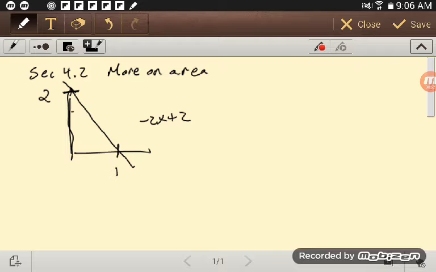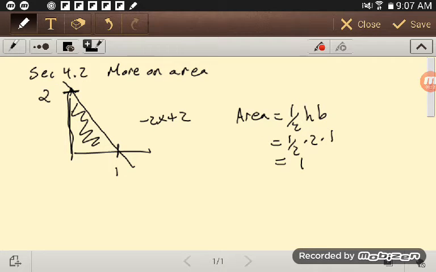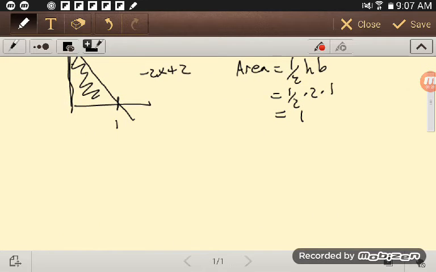And suppose I want to talk about the area of that. Well, it's a triangle. I know that formula, right? That formula for area is 1/2 the height times the base. And so that's 1/2 times 2 times 1, and that's 1, an area of 1. Okay, so that's our area. But let's do it with our approximation method.